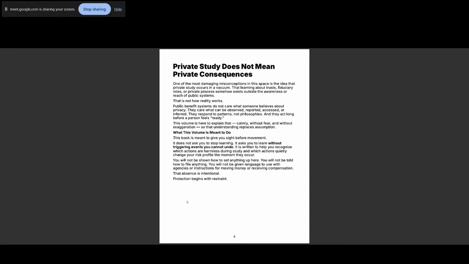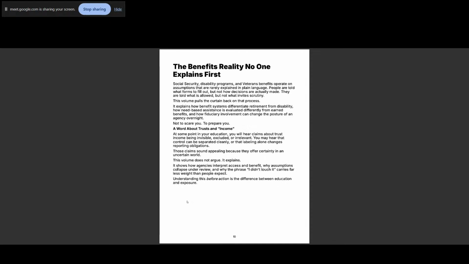You will not be shown how to set anything up here. You will not be told how to file anything. You will not be given language to use with agencies or instructions for moving money or receiving compensation. That absence is intentional. Protection begins with restraint.